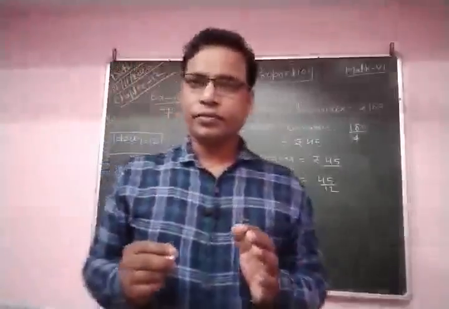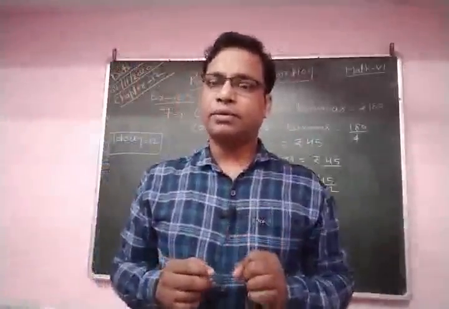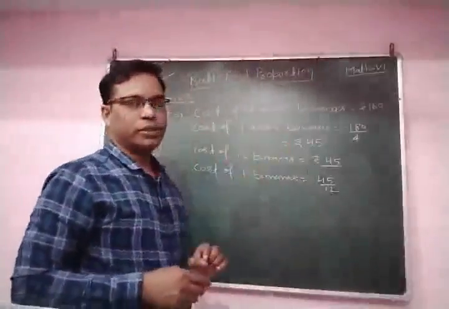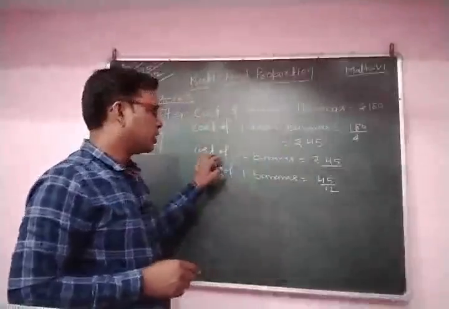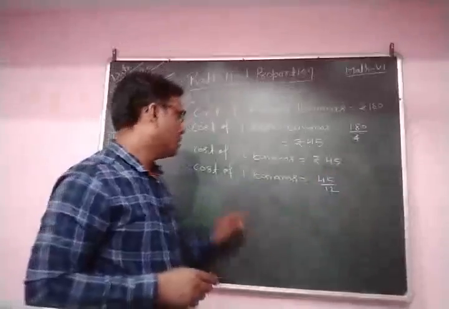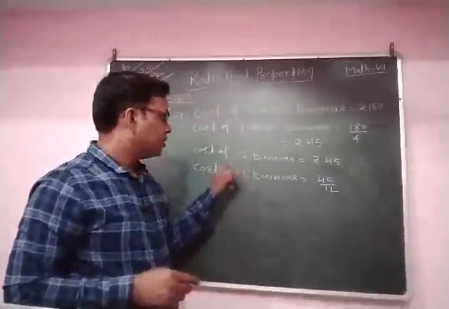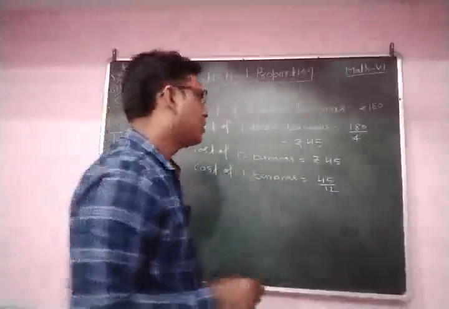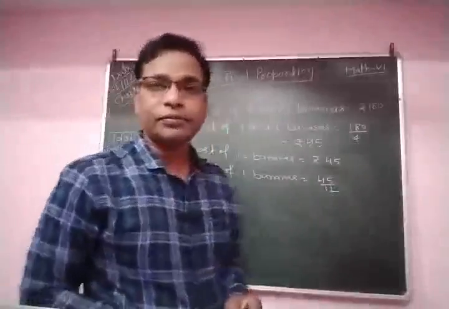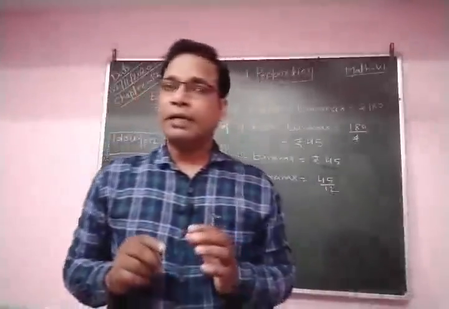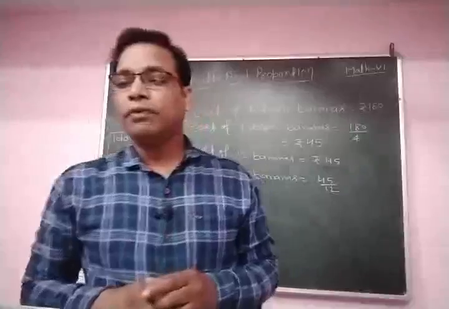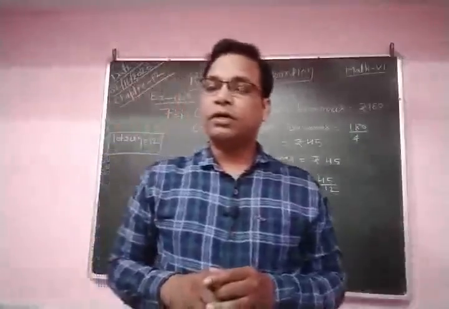So we find the cost of 12 banana. It means that the cost of 1 dozen banana is 45 rupees. This is clear. Now, the cost of 12 banana is equal to 45 rupees. Okay. Now we find the cost of one banana, which is equal to 45 by 12. So the question asks how many bananas can we purchase for 90 rupees.